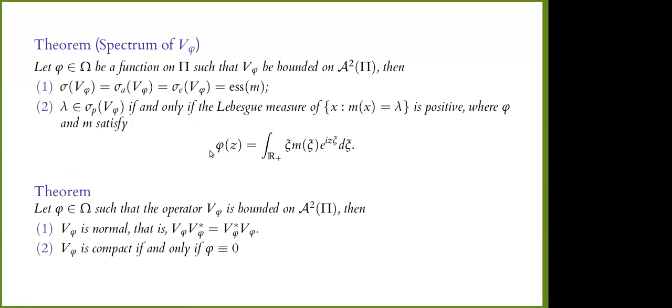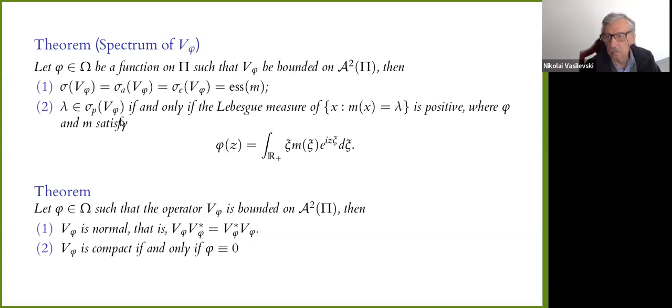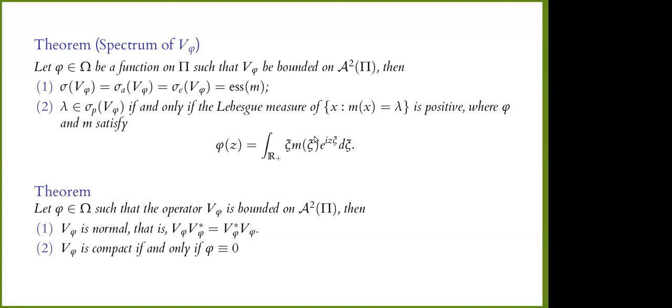So now, using the fact that every Volterra operator is unitarily equivalent to a multiplication operator M sigma, and also the integral representation of the Volterra operator in the form V phi, we have that whenever phi is coming from omega and V phi is bounded on A2 pi, then the spectrum of V phi is the same as its approximate spectrum, is the same as its essential spectrum, which is the same as the essential range of the function M, where M is coming from L infinity of R plus. And a scalar lambda is said to be an eigenvalue of V phi if and only if the Lebesgue measure of the set of all x so that M of x takes the value lambda is positive.